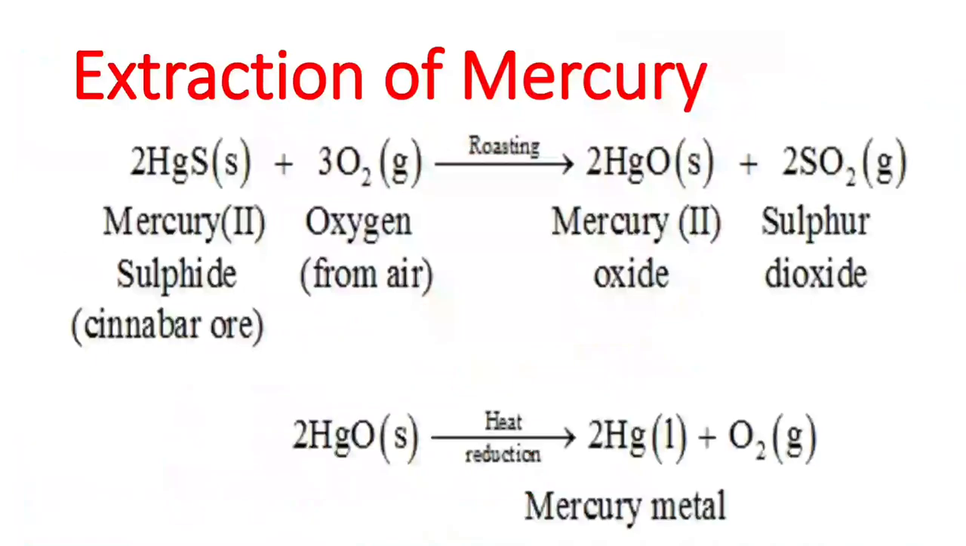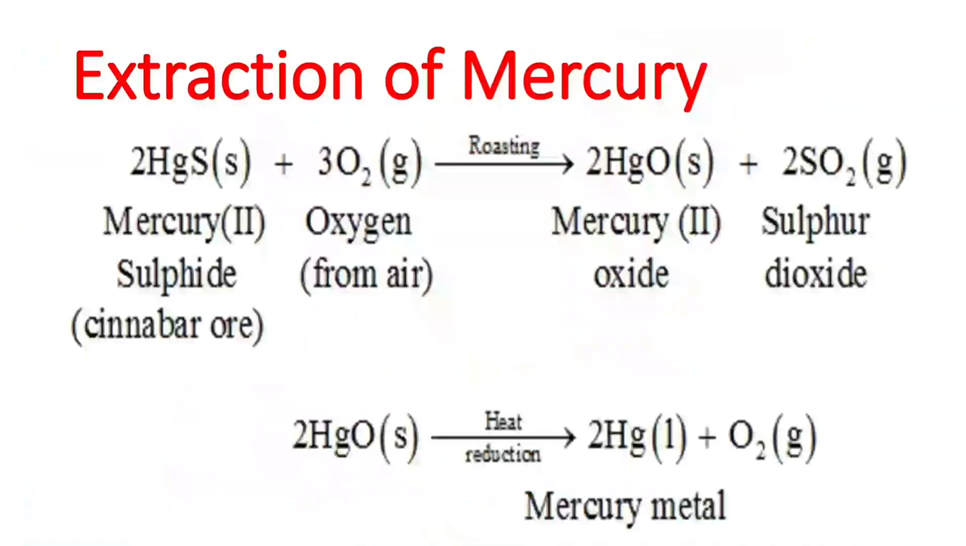Now we have to learn the extraction process, that means you have to learn the reactions. If you look at the first reaction, HgS, the ore cinnabar, is burned in the presence of oxygen. You have to learn this process in the later class also. Burning in the presence of oxygen is called roasting. As a result, HgS is converted to HgO, that is mercury oxide. This mercury oxide is then heated and Hg is produced. HgO becoming Hg is a process of reduction, which you have learned in the first chapter.